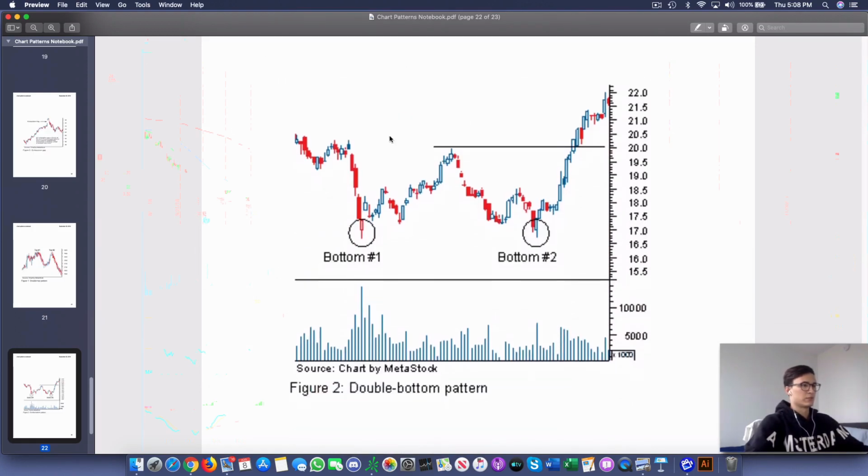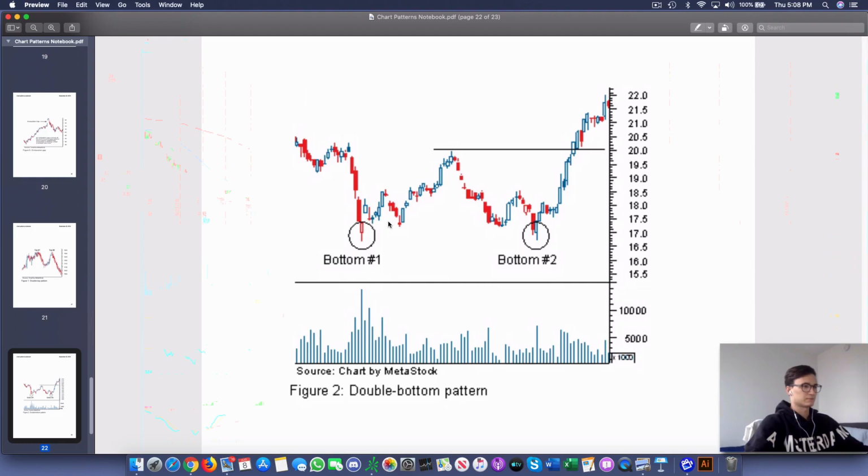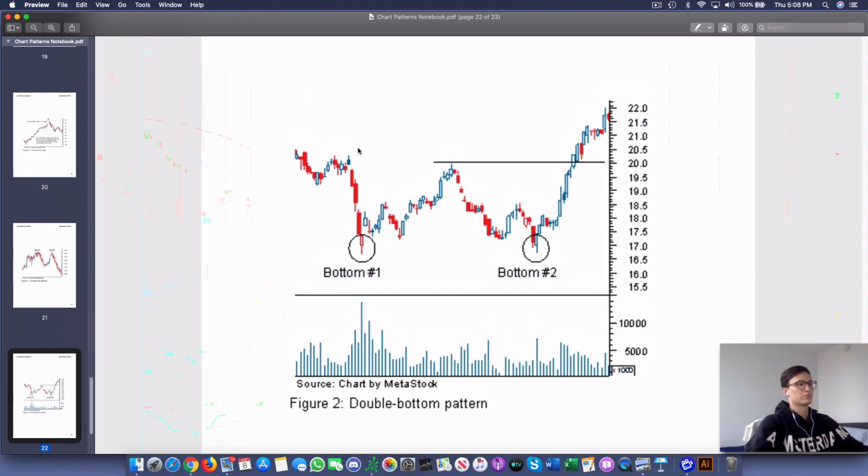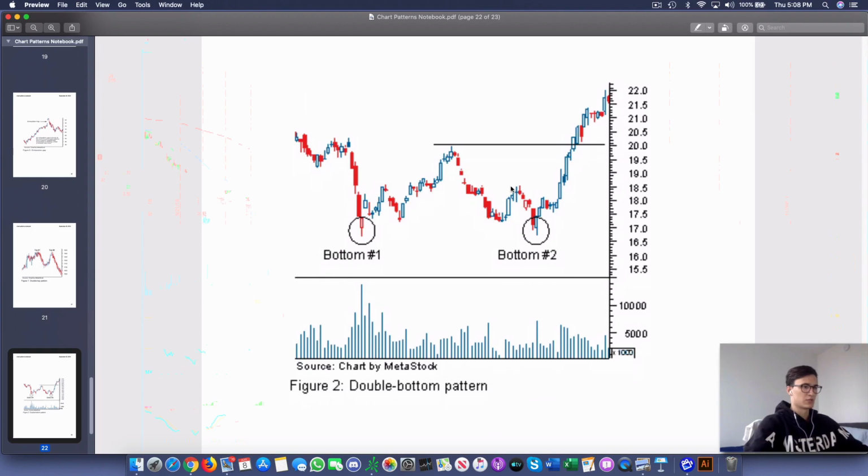And then I believe we get into double bottom, which is basically this right here. Bottom one, bottom two, this would be downtrending. And then this would be resistance levels, and then we break above resistance and it continues to trend up. So if you identified the second bottom, I would probably buy there, ride it all the way upwards, and then set a stop loss at around $16 or $16.50.